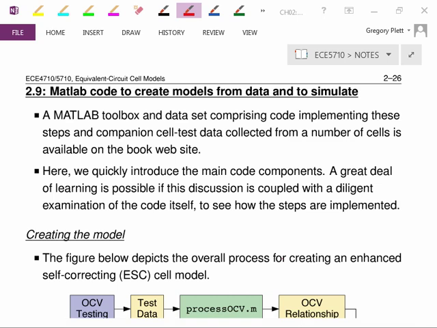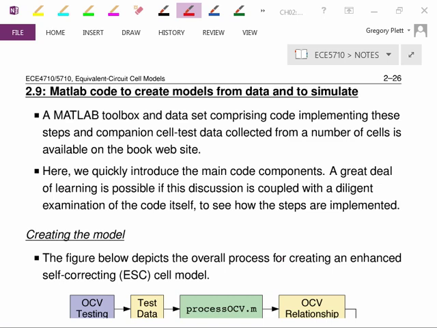So I have now described a method that you can use to collect cell test data in order to fit an enhanced self-correcting equivalent circuit cell model to describe how that cell works. There's probably enough information in what I told you for you to be able to write your own MATLAB code in order to implement that.